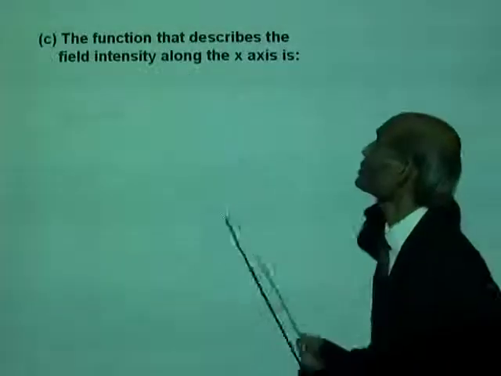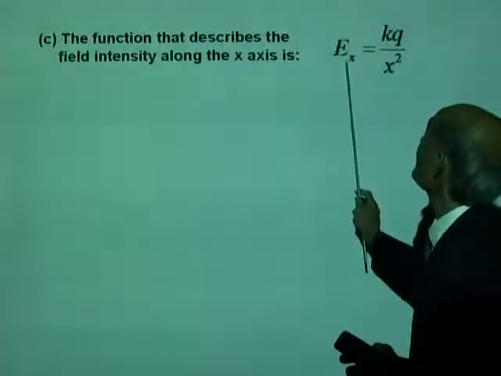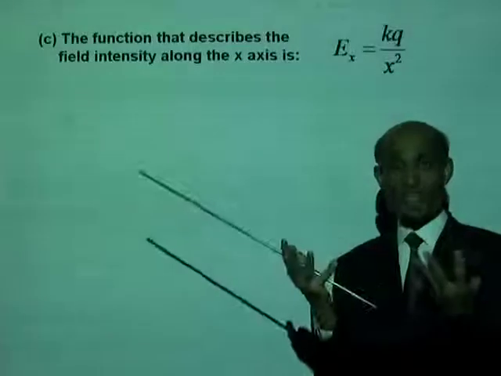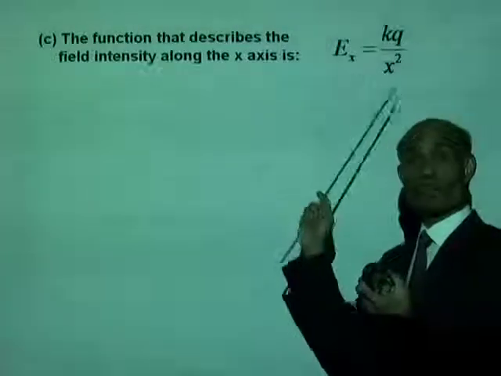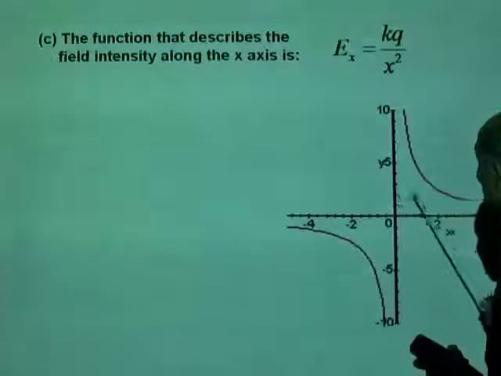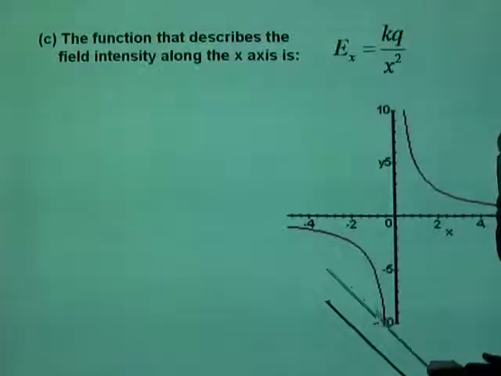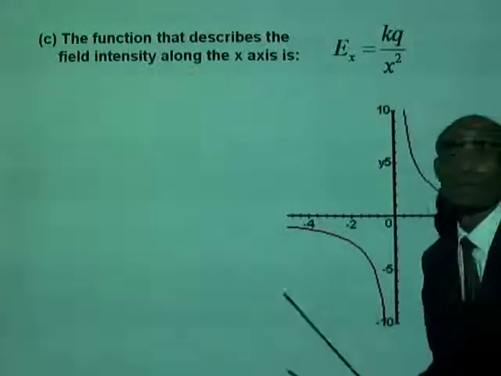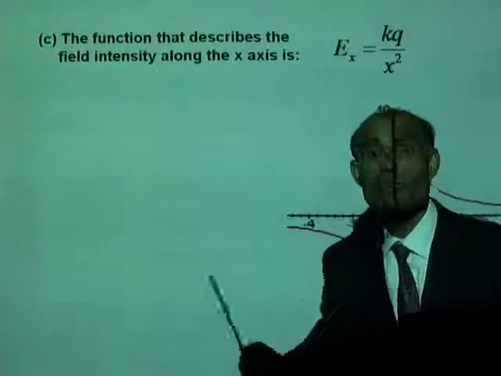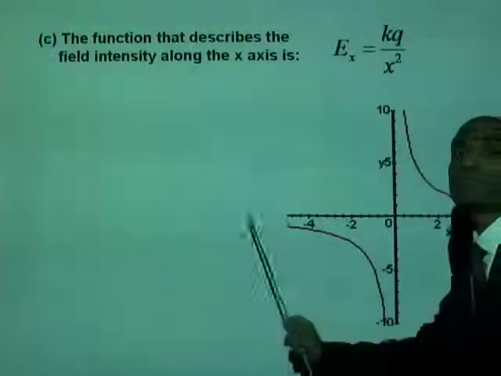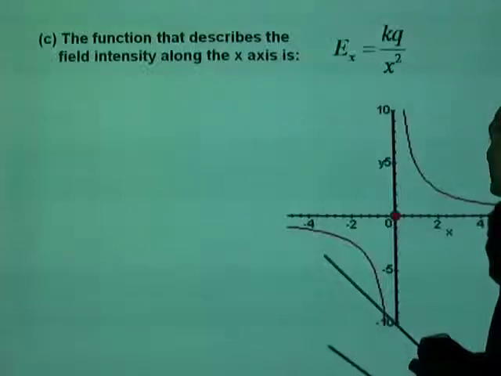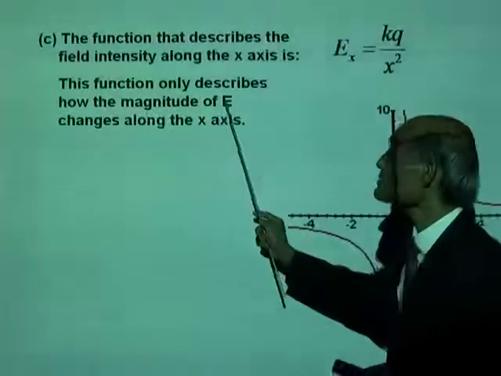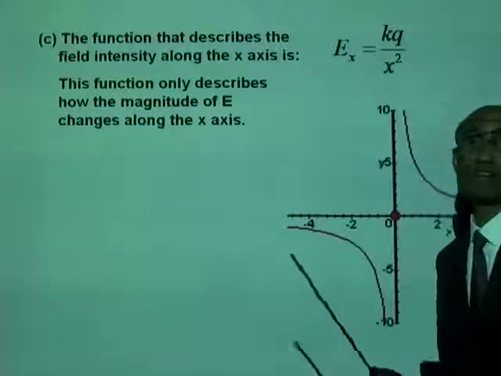The function that describes the field density is Ex equal to kq over x squared. That is the expression, and if you can draw a graph of that, look at that here. I used Maple 5 to produce the graph of this function. And this represents how the x component of the field intensity changes with the values of x. The function only describes how the magnitude of E changes along the x-axis.